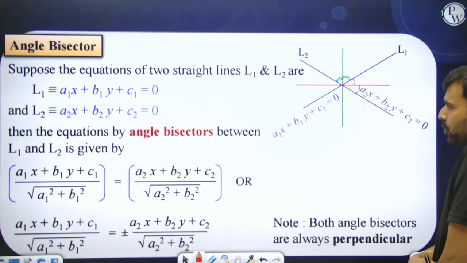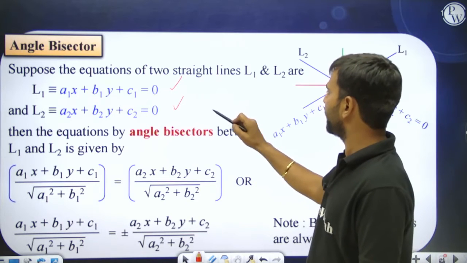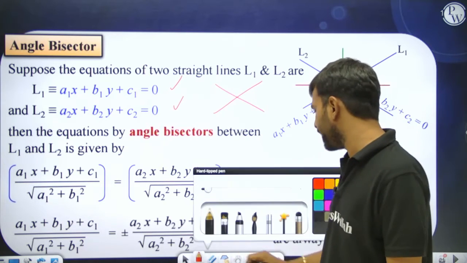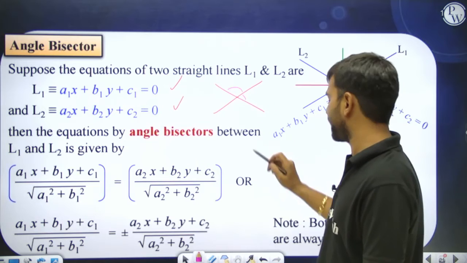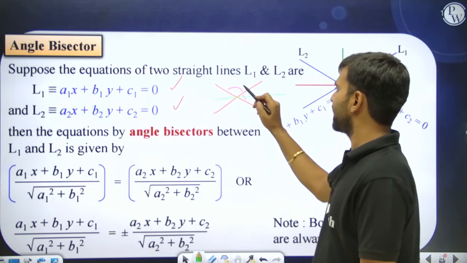So if you want to find out, let's say there are two lines like this. As I told you, let's say the lines are like this and this. So over here two angles are there, one is this angle and one is this angle. So there will be two bisectors, one will be like this and one will be like this.